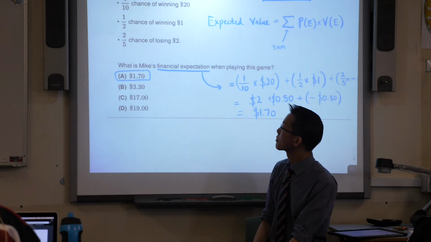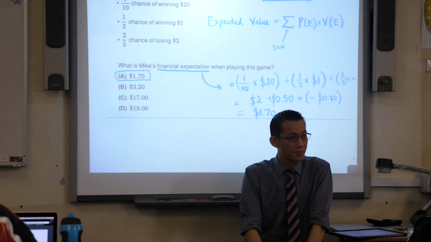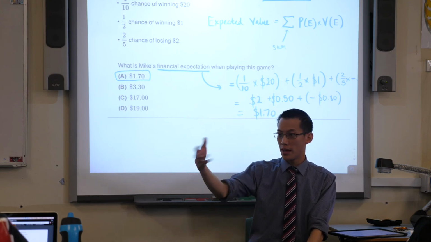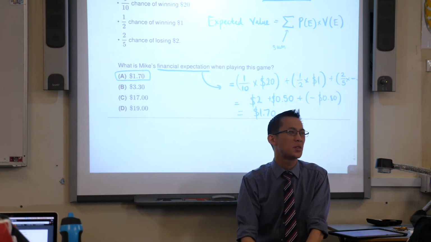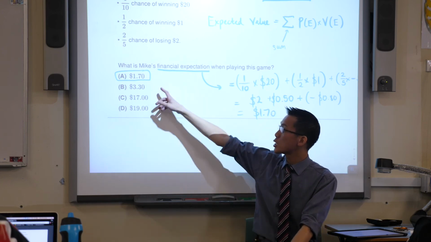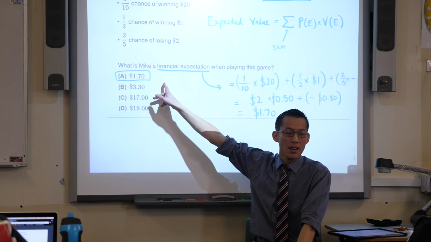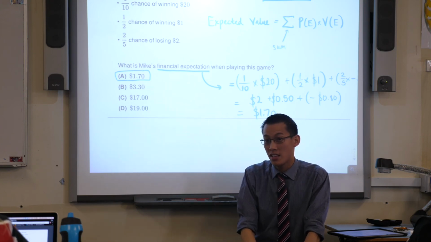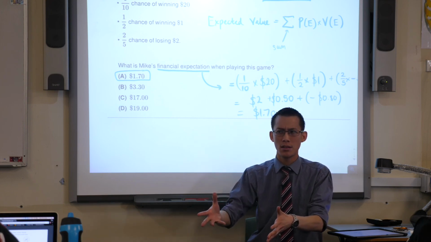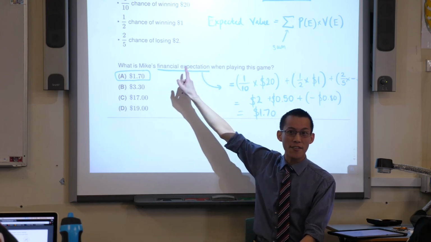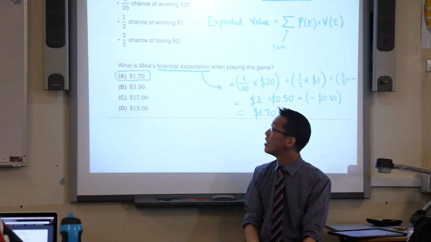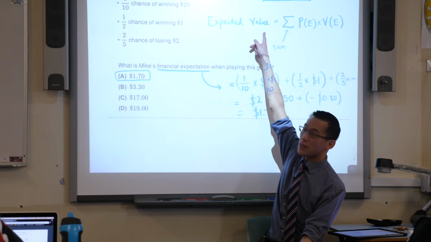Okay. So what does this mean? If, for example, Mike played this game 10 times, sometimes he's going to win big, sometimes he's going to win little, sometimes he's going to lose. But each time, on average, he should expect to gain $1.70. So if he played 10 games, then by the end he might have $17 or something around that. Does that make sense? So that's what he is expecting financially to get out of this game. So that's not too complicated an idea. It's just a money version of this, okay?